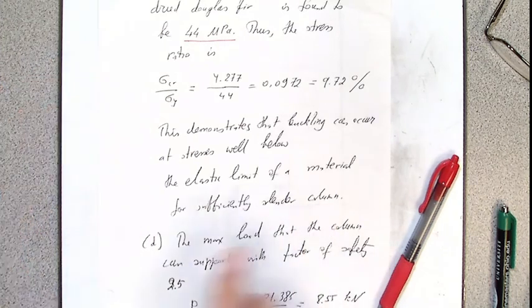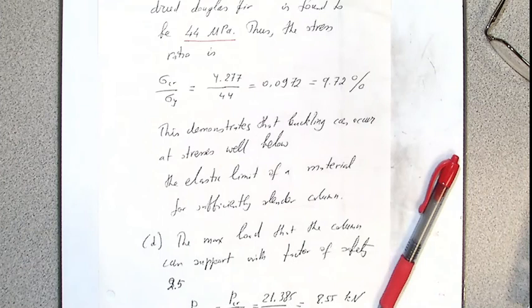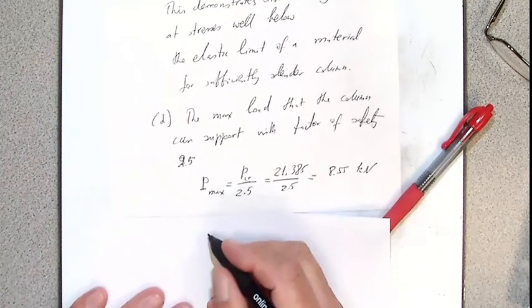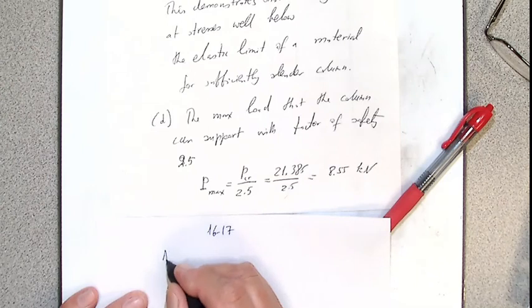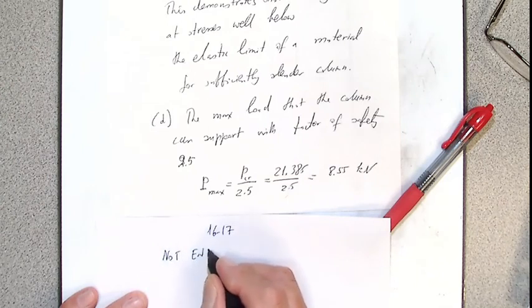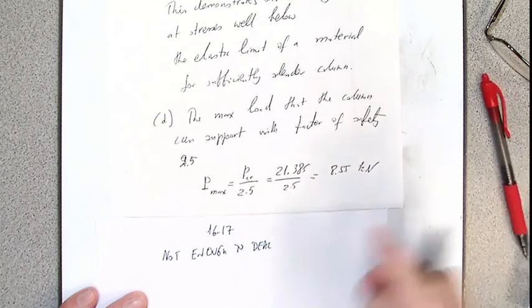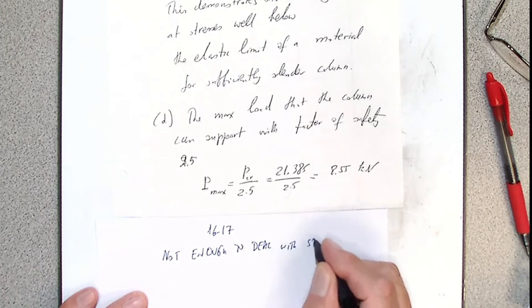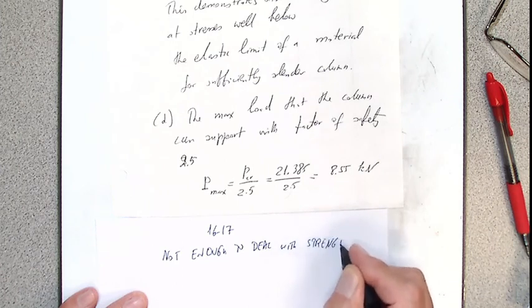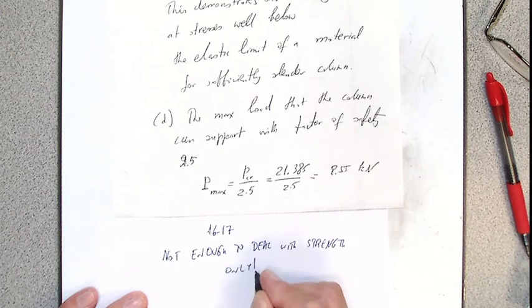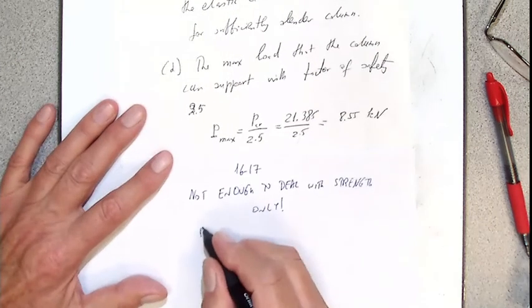Okay, so you cannot say, come on, I will deal with strengths only. It is not enough to deal with strengths only. So here we will write 1617. Not enough to deal with strengths only. Buckling is an important consideration.